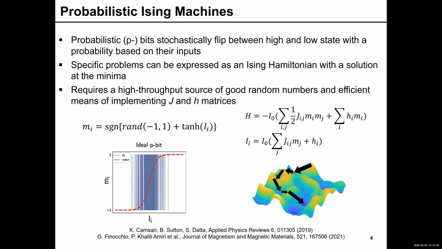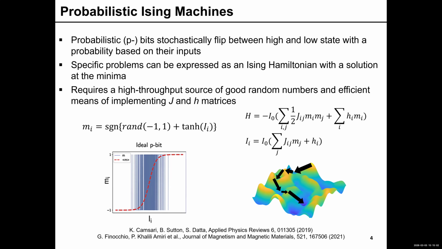They spend some of their time in the one state and some of their time in the zero state. And the amount of time that they spend in one state or the other is sensitive to an input, which is this parameter I sub I here. So there are two essential elements to a probabilistic bit or p-bit then. One is the randomness element, and the other one is some nonlinearity, some bias superimposed upon that randomness.